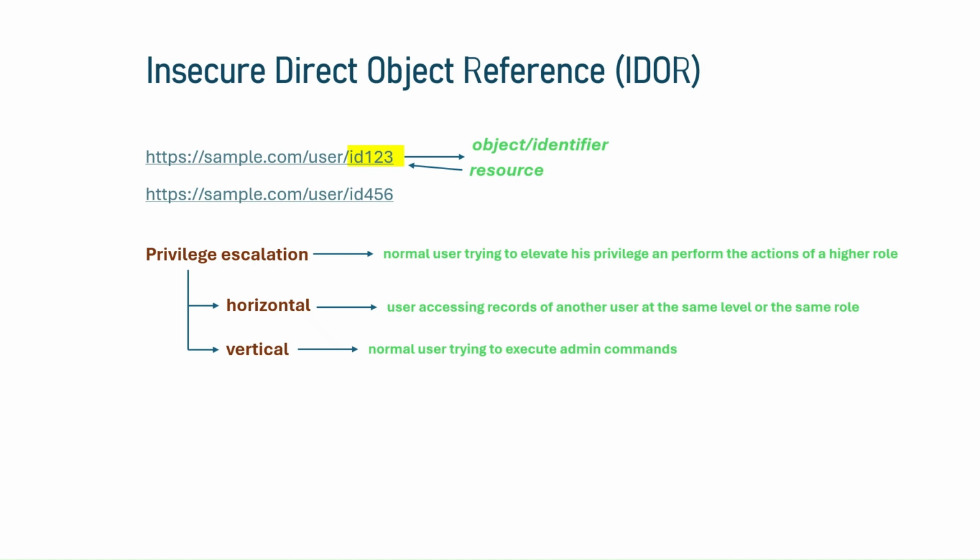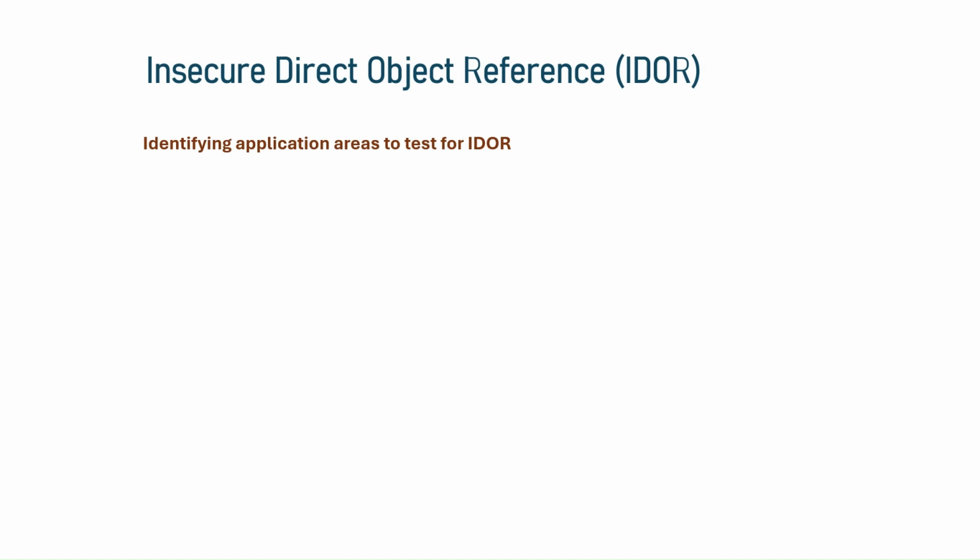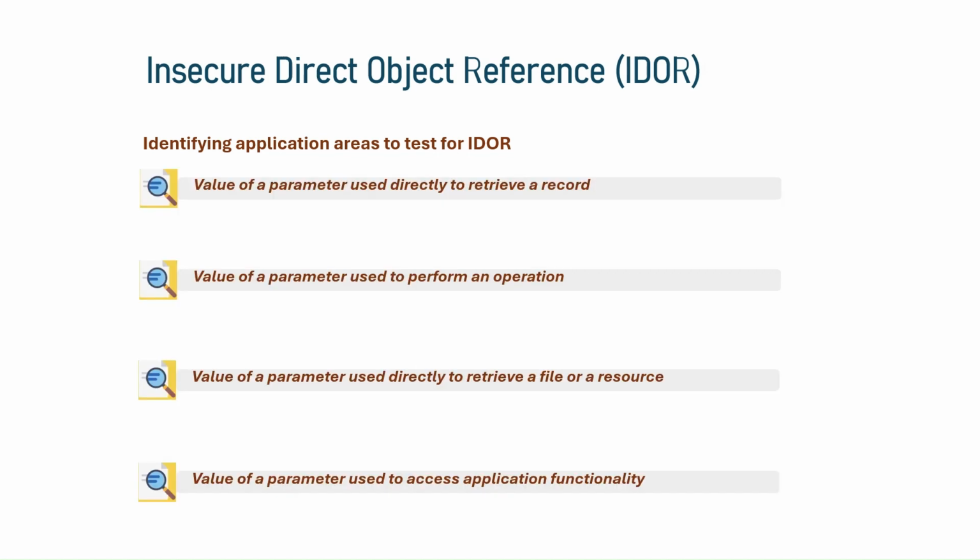How do you identify places in the application where an insecure direct object reference can exist? Let me give you a few examples. You can try an insecure direct object reference in one of the following areas. Value of a parameter used directly to retrieve a record. Value of a parameter used to perform an operation. Value of a parameter used directly to retrieve a file or a resource. Value of a parameter used to access application functionality.